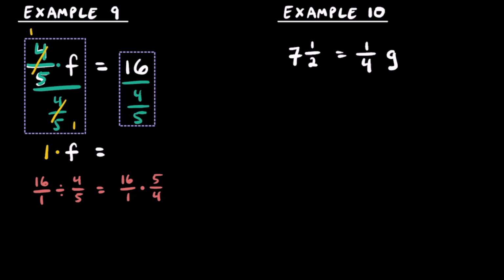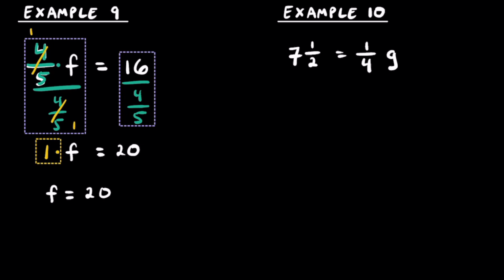If you can cross cancel, totally go for it. 16 and 4, we can write 4 and 1, dividing them both by 4, and then let's see what we have here. On top, 4 times 5, that's going to be 20, and on bottom, 1 times 1 is 1, so this all turns out to just be 20, okay? So 16 divided by 4/5 is equal to 20. Dropping the 1, we can conclude that the solution is f is equal to 20.